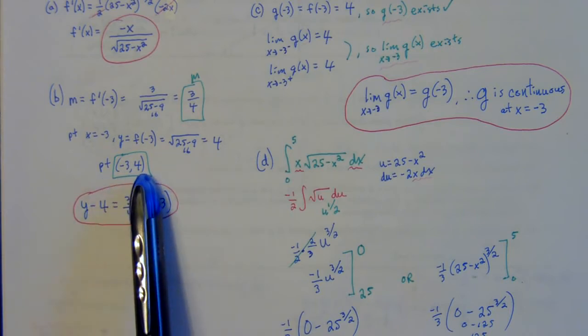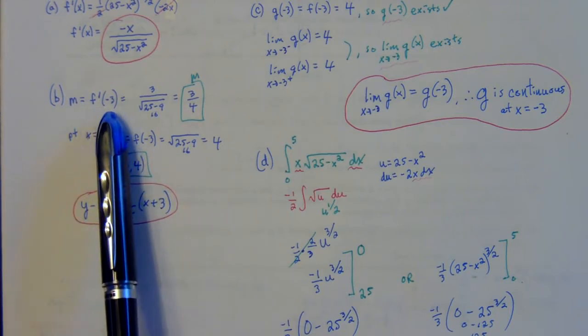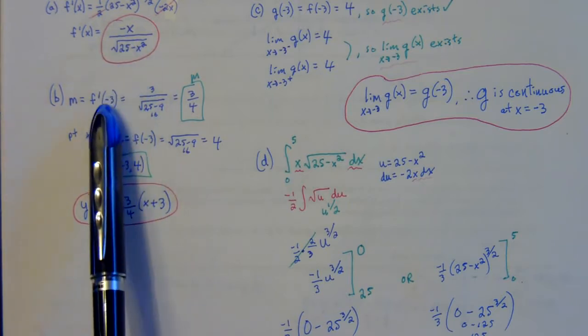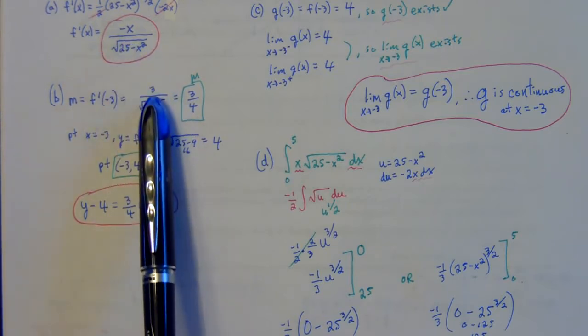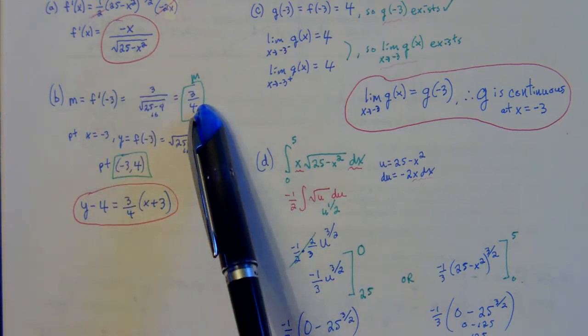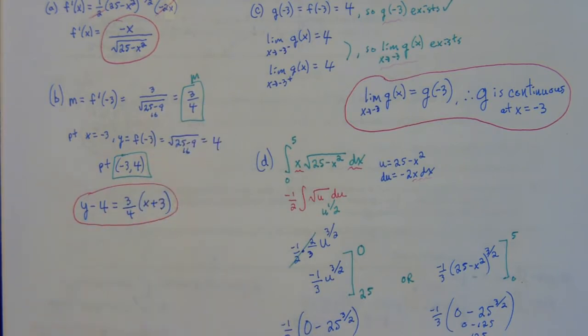So there's our point. And then you know the derivative is your slope. So to get the slope of the tangent line, you take the -3 and plug it in for x into the derivative. So that negative is there. When I plugged in the -3, the two negatives cancel out and give me a +3, and then you just get the 25 minus 9 in there. So the square root of 16 is going to give us 4. And then once you get your slope as 3/4 and you've got your point, just do your point-slope form to get the equation of the tangent line.